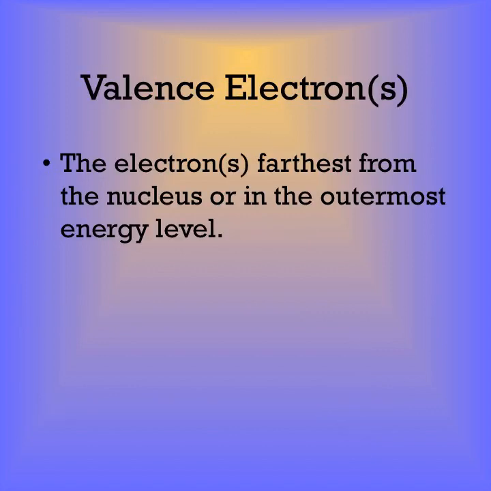When we start to talk about bonding, as we will in chemistry, we tend to focus upon what are known as valence electrons. So you need to know what I'm talking about when I reference valence electrons. Those electrons are the farthest from the nucleus. They're in what is known as the outermost energy level.